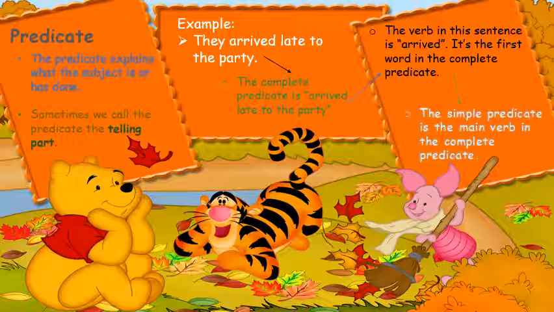Again, let me repeat. The predicate is the part in the sentence that tells about the subject, who the subject is or what the subject has done. Also, we call it the telling part. The complete predicate starts at the verb till the end of the sentence. But what is the simple predicate? The simple predicate is the main verb, and it must be the first word in the complete predicate. I hope that it's clear for you.